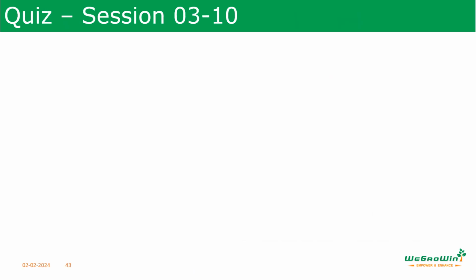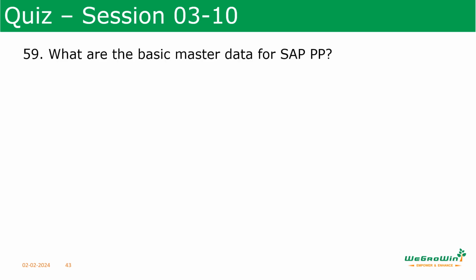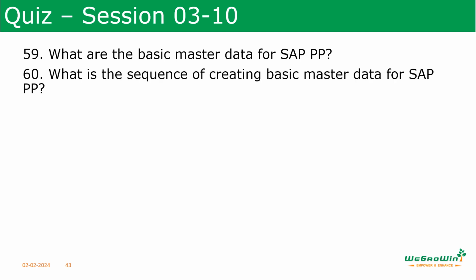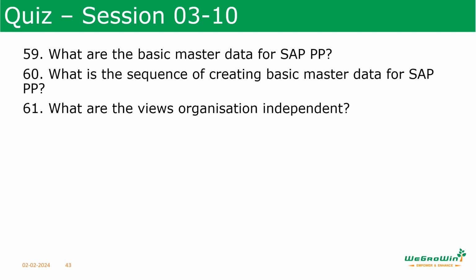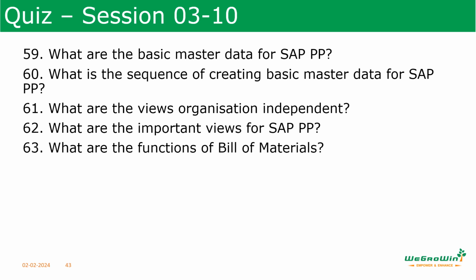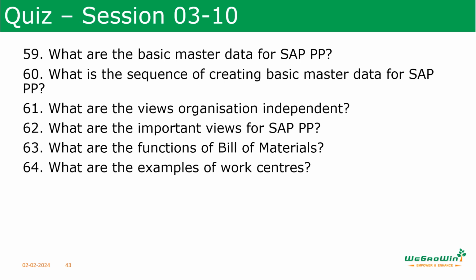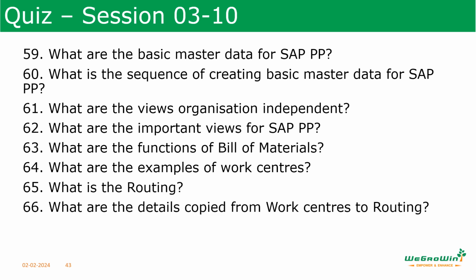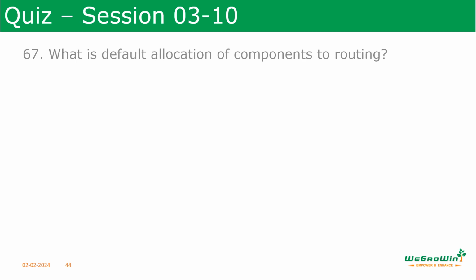So it is time to refresh our understanding in this session. We'll see the quiz. What are the basic master data for SAP production planning, and what is the sequence of creating basic master data for SAP PP? What are the various views in organization independent data? What are the important views for SAP production planning? What are the functions of bill of materials? What are the examples of work centers? What is the routing? What are the details copied from work centers to routing? What is the default allocation of components in routing?